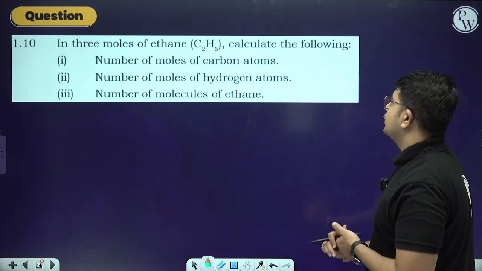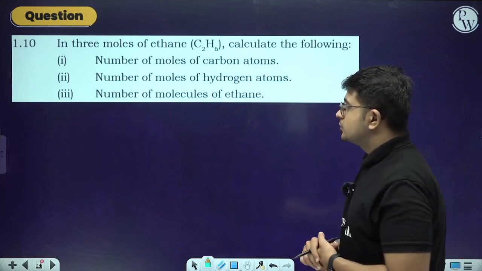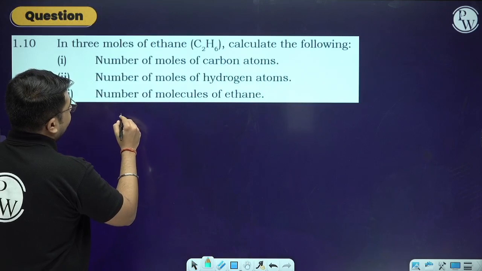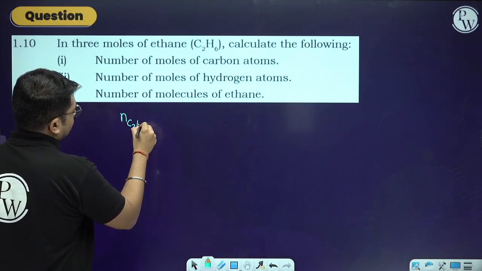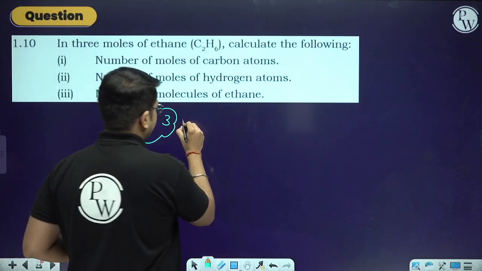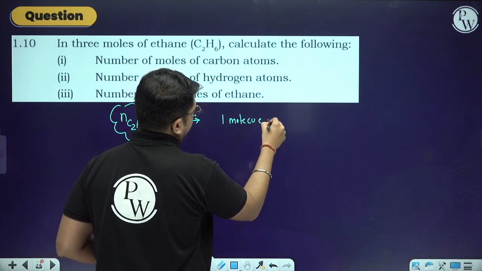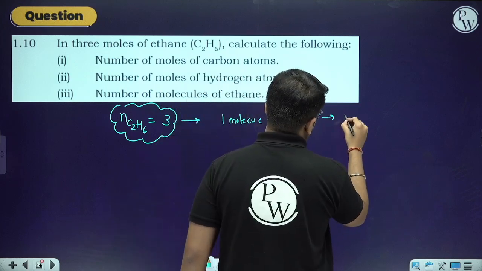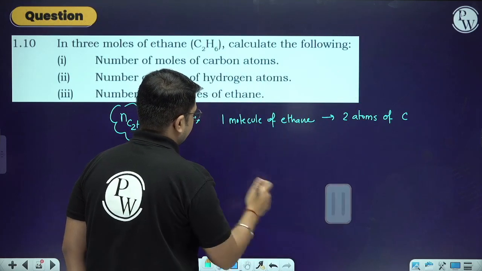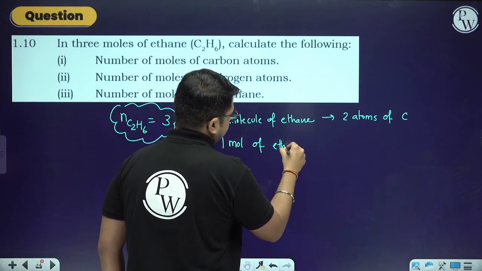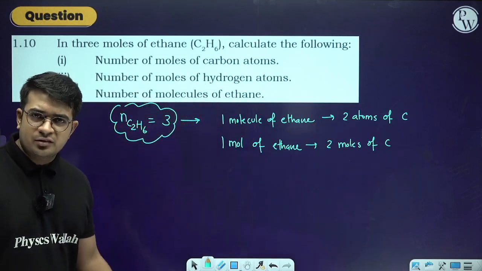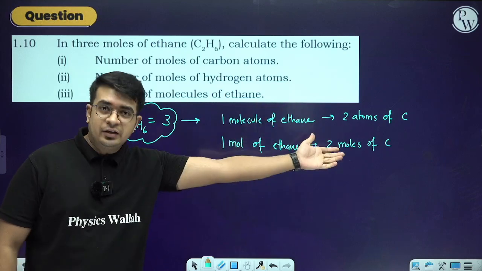So in 3 moles of ethane, calculate the following. Now we can do it. This is a question from NCERT. So the number of moles of carbon atoms. It's a very interesting analogy. We have n for ethane, which is C2H6, and it's already given that this value is 3. It's asking about the number of moles of carbon atoms. So just remember that in one molecule of ethane, we have 2 atoms of carbon. So in one mole of ethane, we have 2 moles of carbon. Very simple thing. If in one molecule we have 2 atoms, then in one mole definitely we have 2 moles of carbon atoms.